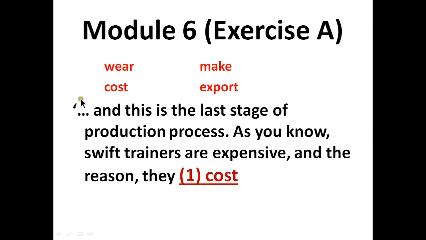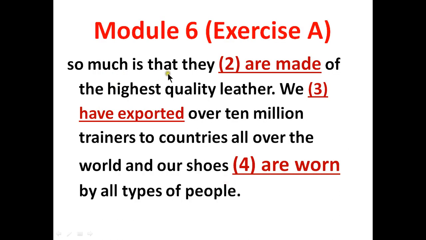Here we go. And this is the last stage of the production process. As you know, Swift trainers are expensive, and the reason they cost, this is now in active form, they cost so much is that they are made of the highest quality leather. They are made, now this is the passive voice of present tense. We have exported over 10 million trainers. We have exported, now this is the active form of present perfect.